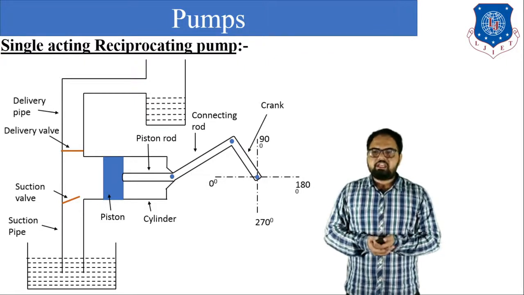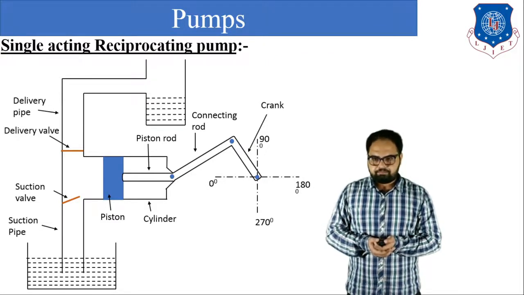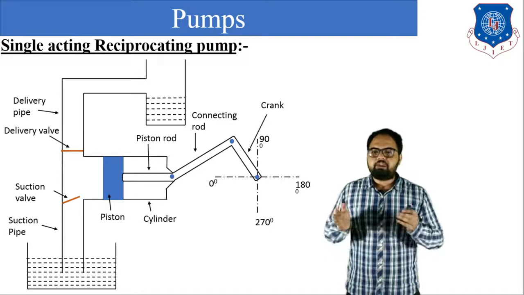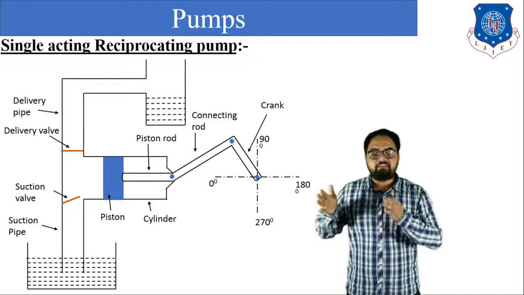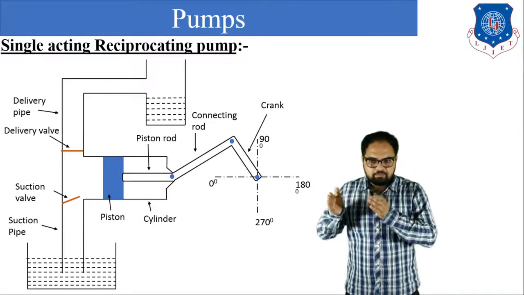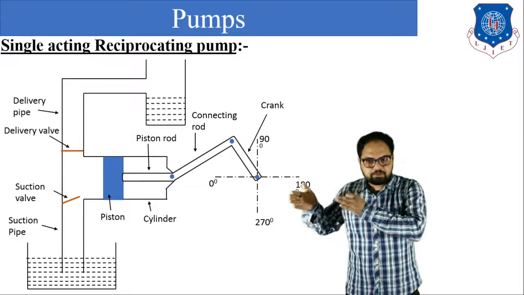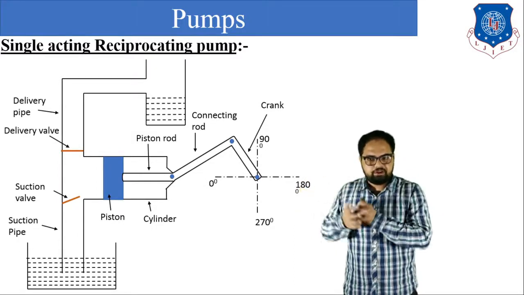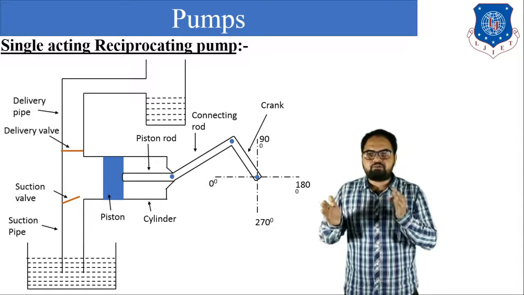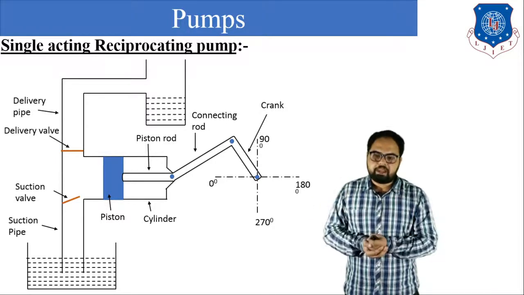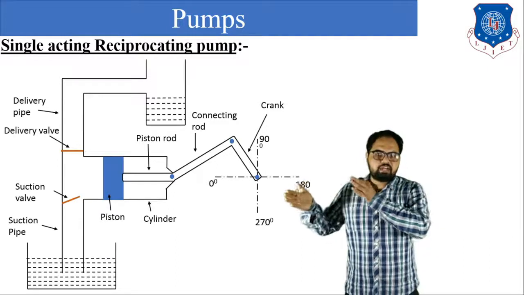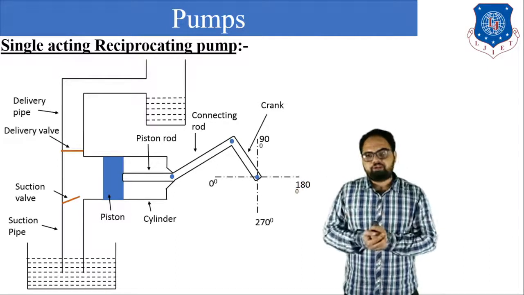The next is single acting reciprocating pump. From the name we can easily understand that single acting means only one side of the piston is covered with the liquid. If both sides of the piston are covered with the liquid, then it is double acting. So here the pump is single acting, so only one side of the piston is covered with water.